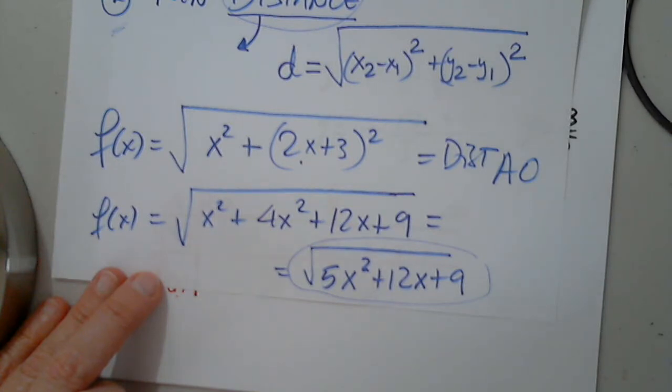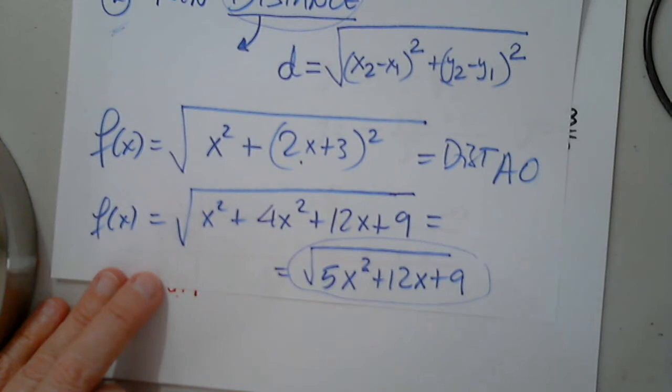So when I plug in negative 6/5, I get the distance. And the distance is 1.34164.